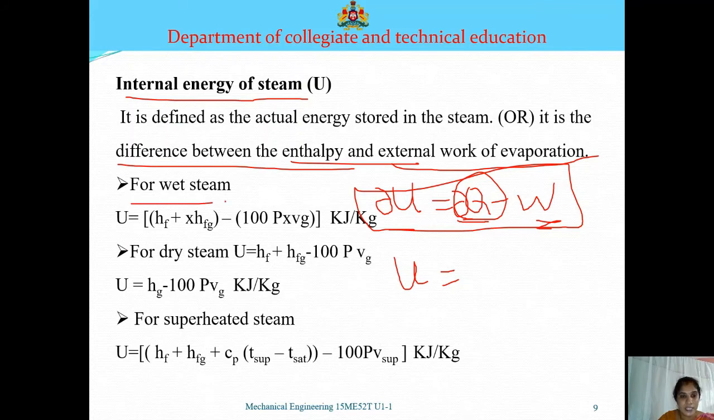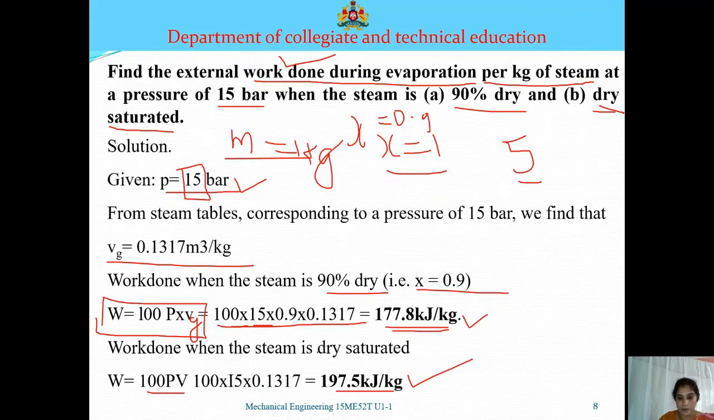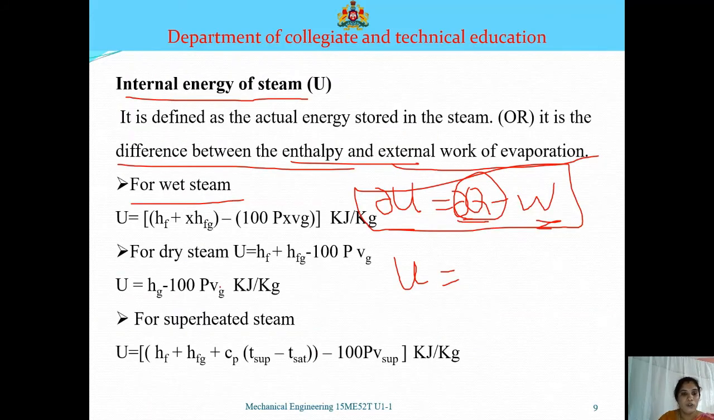Therefore, for wet steam, the internal energy is enthalpy minus work done. The enthalpy value for wet steam is HF plus X into HFG. Then what is the work done for this wet steam? It is 100 into P into X into Vg. The difference of these two will give me the internal energy.